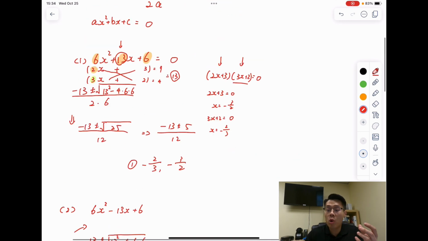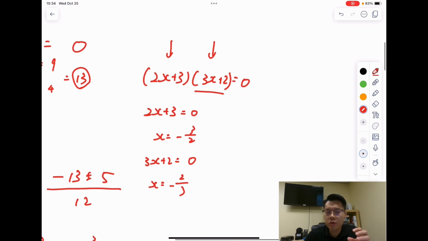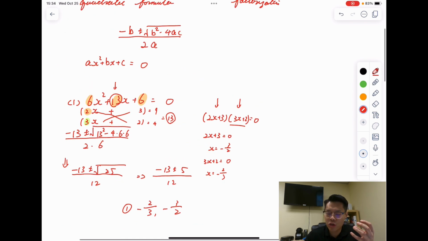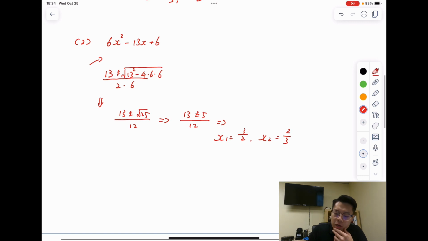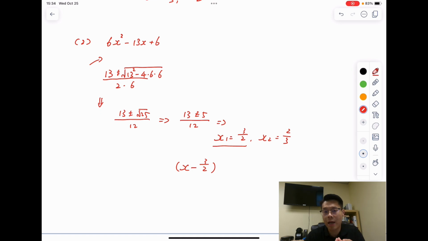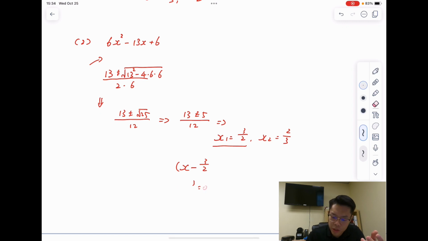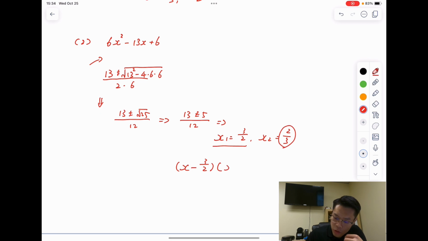So according to what we learned previously, how do we use the factorization form to get the answer? We know that if I have the first answer, which is x1 equal to 3 over 2, can I write it this way, x minus 3 over 2, as my first factor? The answer is yes, because when you substitute x1 equal to 3 over 2 in x minus 3 over 2, which is 3 over 2 minus 3 over 2, this will be equal to 0. So that makes sense. And then I'm going to have the second one as well, x minus 2 over 3.